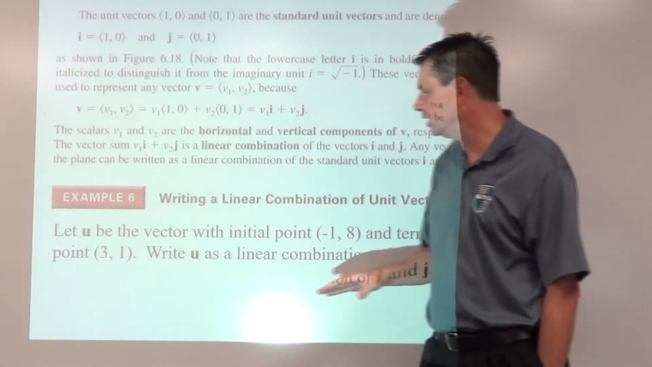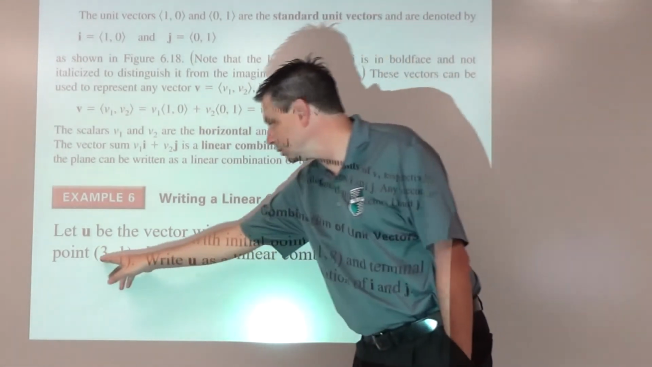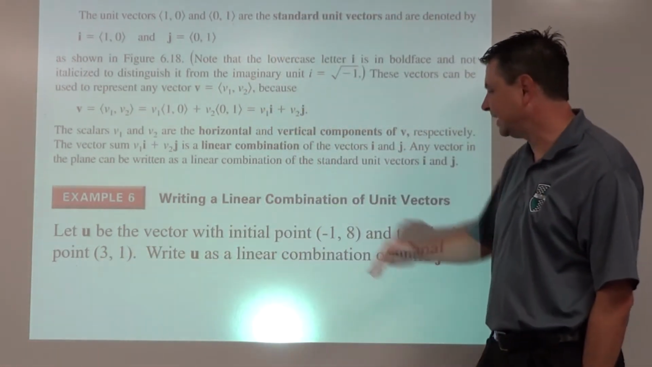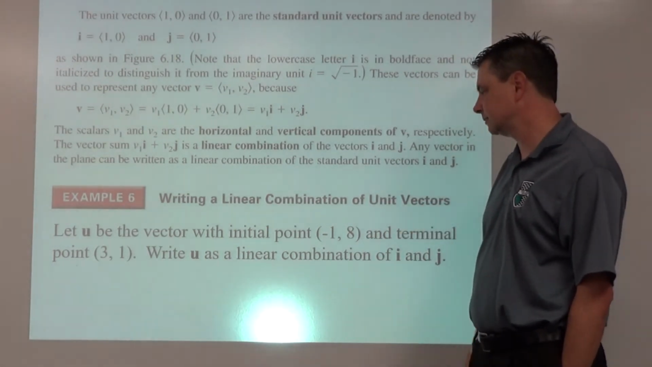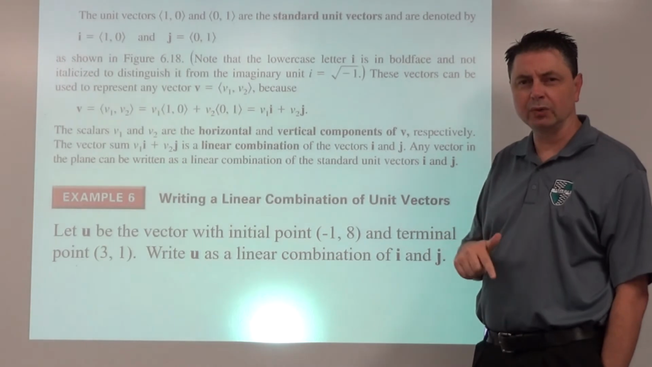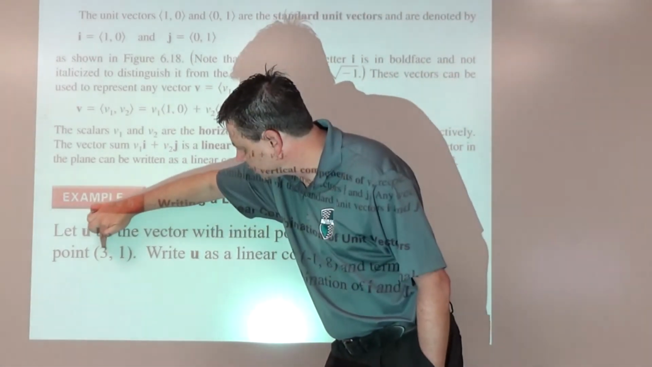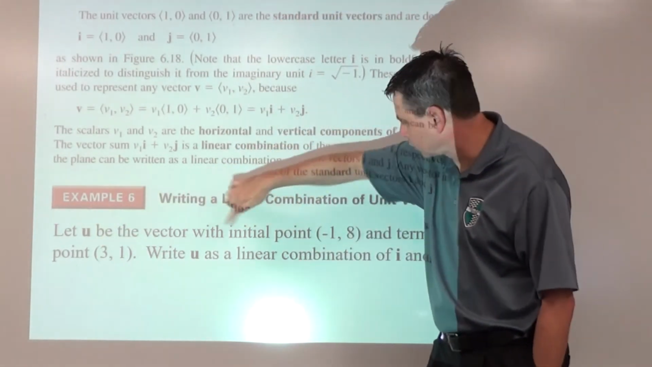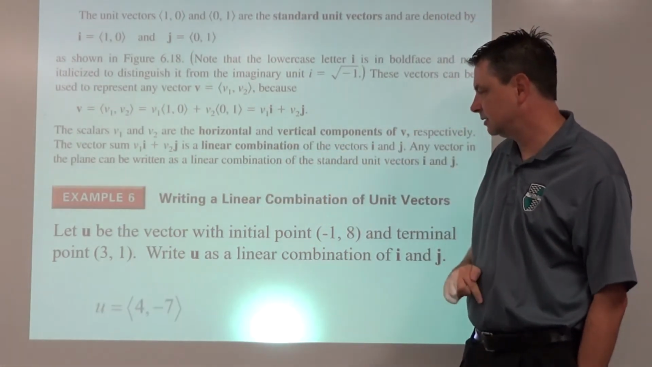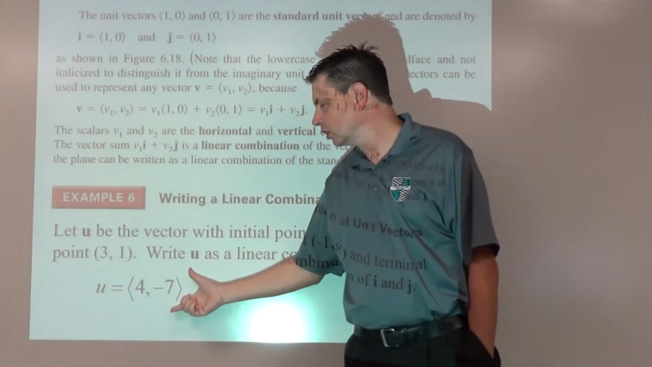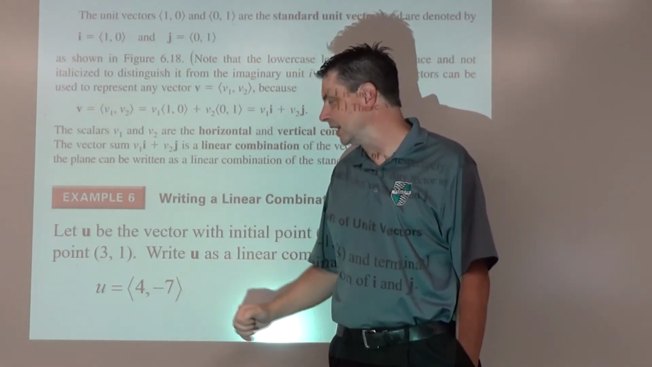All right, let u be the vector with the initial point negative 1, comma 8, and the terminal point being 3, comma 1. Write it as a linear combination of i's and j's. So again, we would do the same process we did earlier. Terminal x minus initial, so 3 minus negative 1, 1 minus 8. Okay, so that vector in the pointy bracket standard form would be 4, comma negative 7.